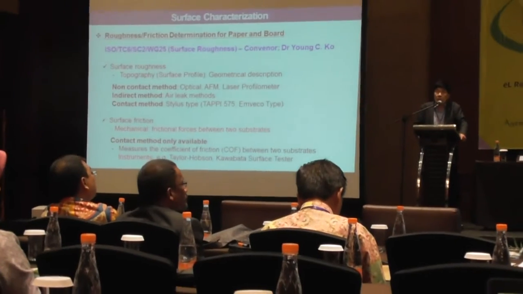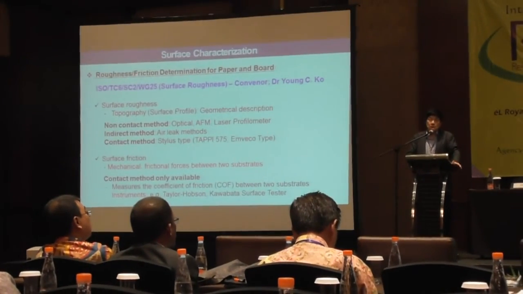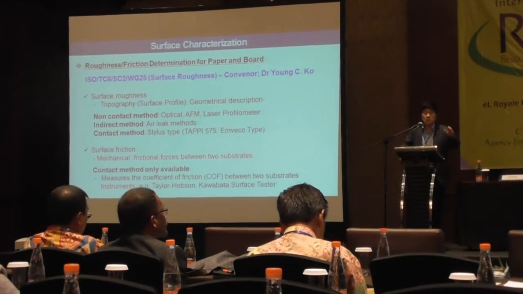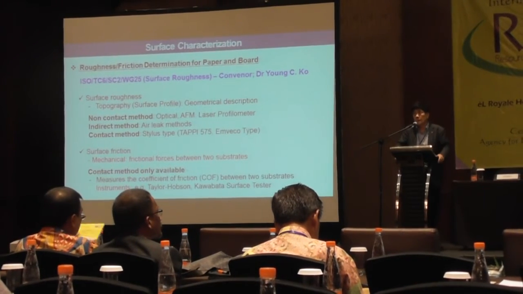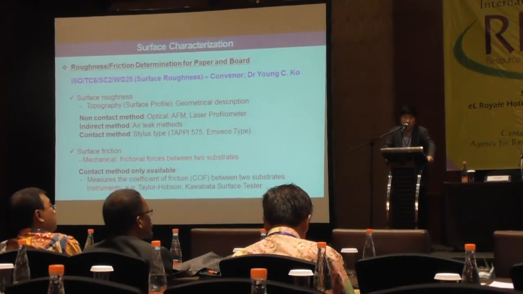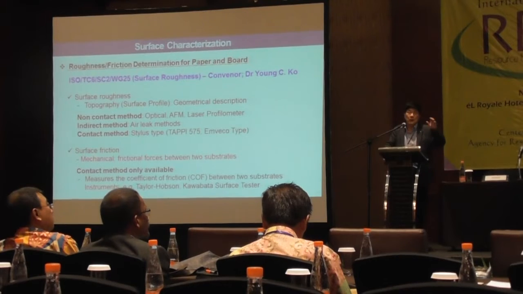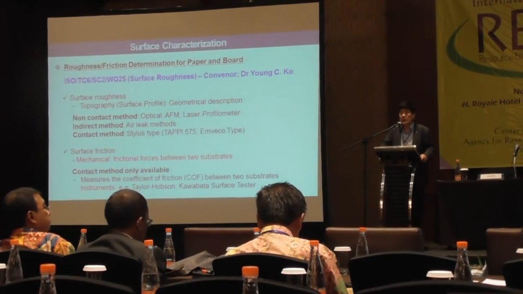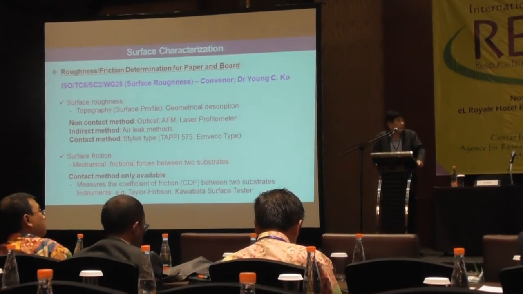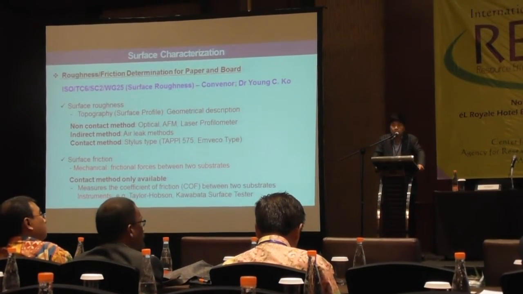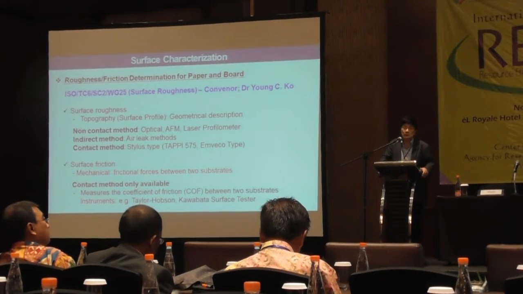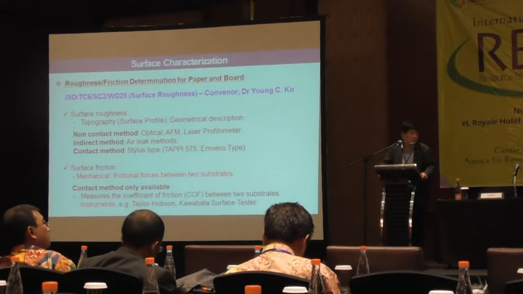Another one is the indirect method, because they don't measure surface roughness directly, but measure a physical property, and you know from a reference sample what the relative roughness is. It's called the indirect method. Another is the contact method, which really probes the surface to feel the roughness, the friction. That's called the contact method. In the case of surface friction, obviously you have to touch the sample. Without contact, you cannot measure friction.